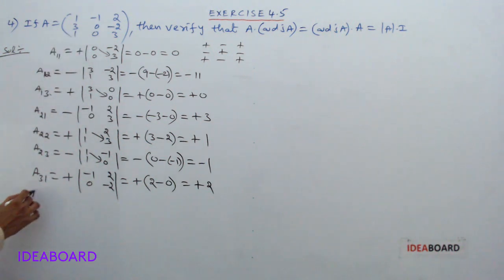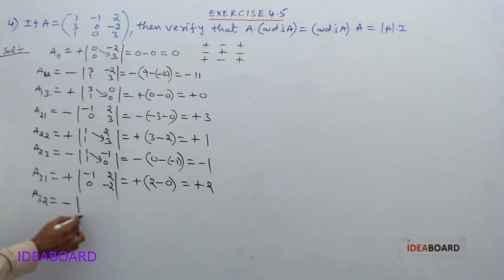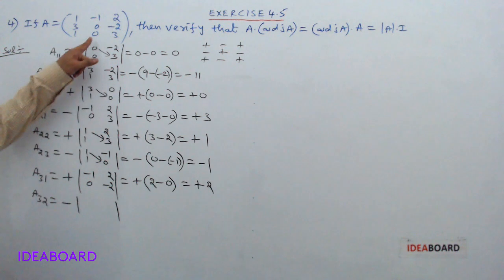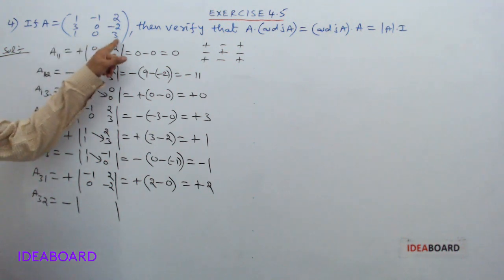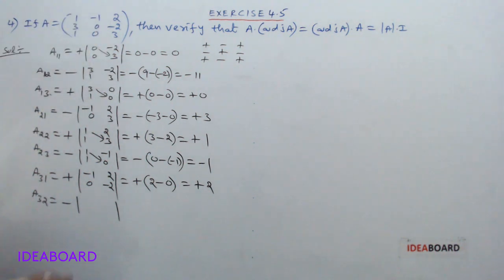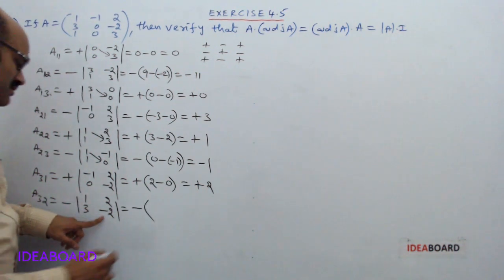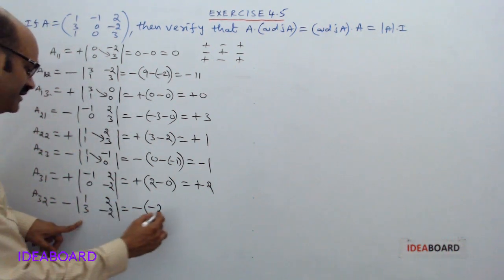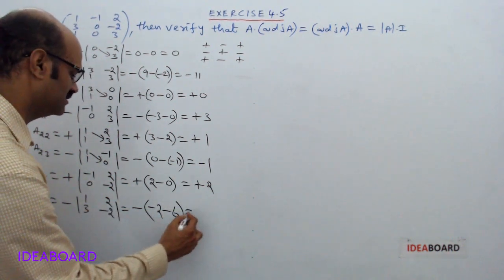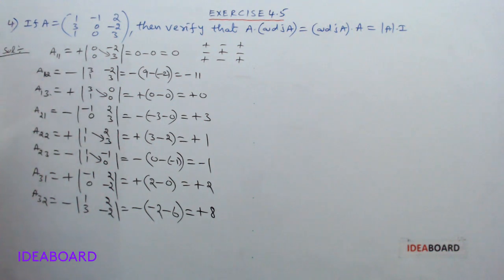Next A32 equal to minus of determinant of the element 0 lies in third row and second column. So the remaining elements we have 1, 2, 3, minus 2, equal to minus of minus 2 minus 3 into 2, 6, equal to plus 8.